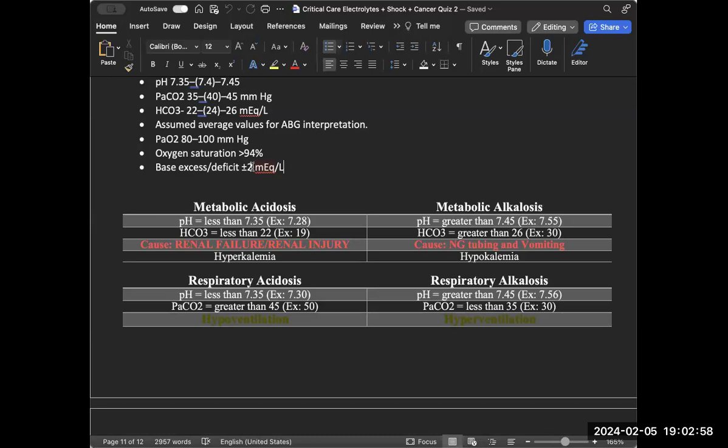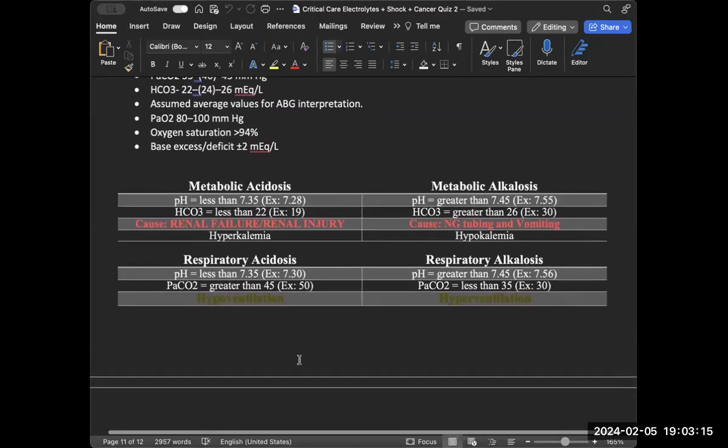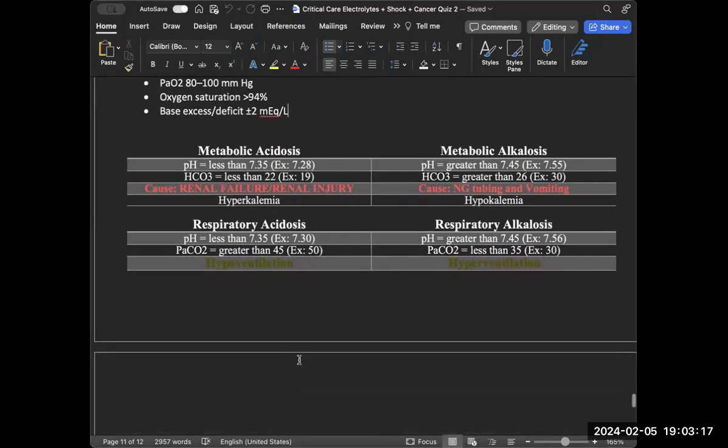And causes are NG tubing, like suctioning and things like that, or vomiting. And we typically see hypokalemia from this. So for both metabolic acidosis and metabolic alkalosis, we really got to look at our potassium levels. Now, for respiratory acidosis and respiratory alkalosis, actually opposites happen.